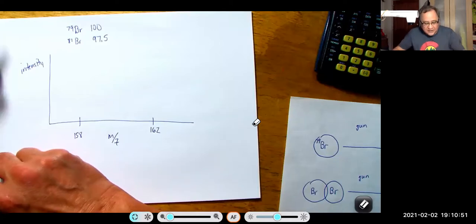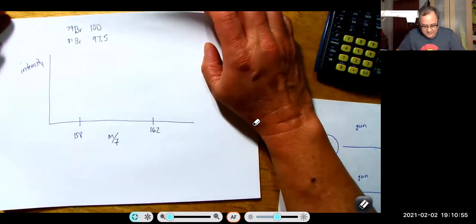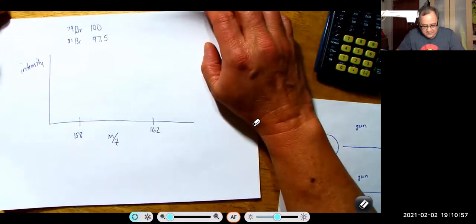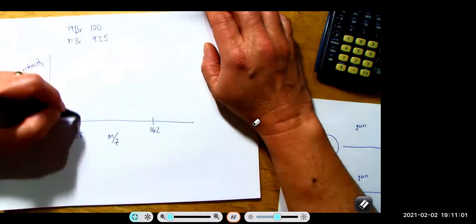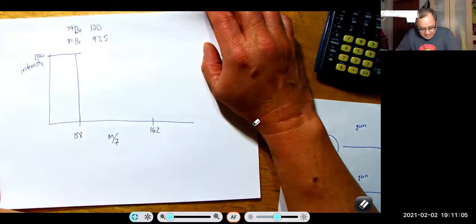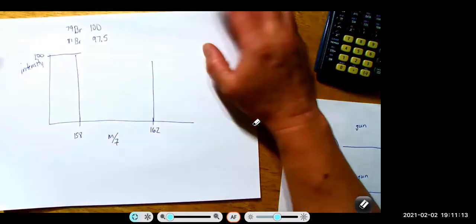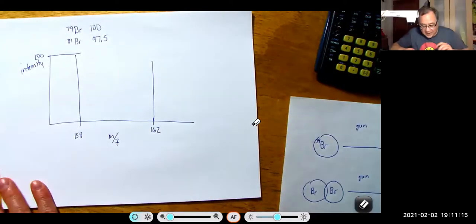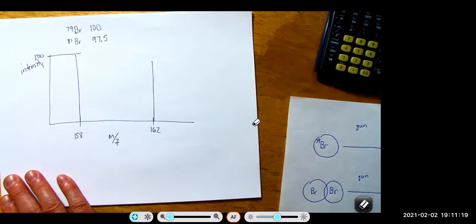Now, in this case, is it going to be wildly different? No. So if we make this the 100, how big is this one going to be? Just below it. Is this a hypothesis that can be tested? Yes. That's a yes or no.